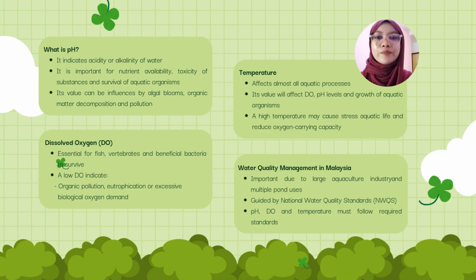Next, temperature. Temperature affects almost all physical, chemical, and biological processes in aquatic ecosystems. High water temperature can cause stress to aquatic organisms and reduce oxygen availability. Sudden temperature changes may also indicate environmental disturbance.